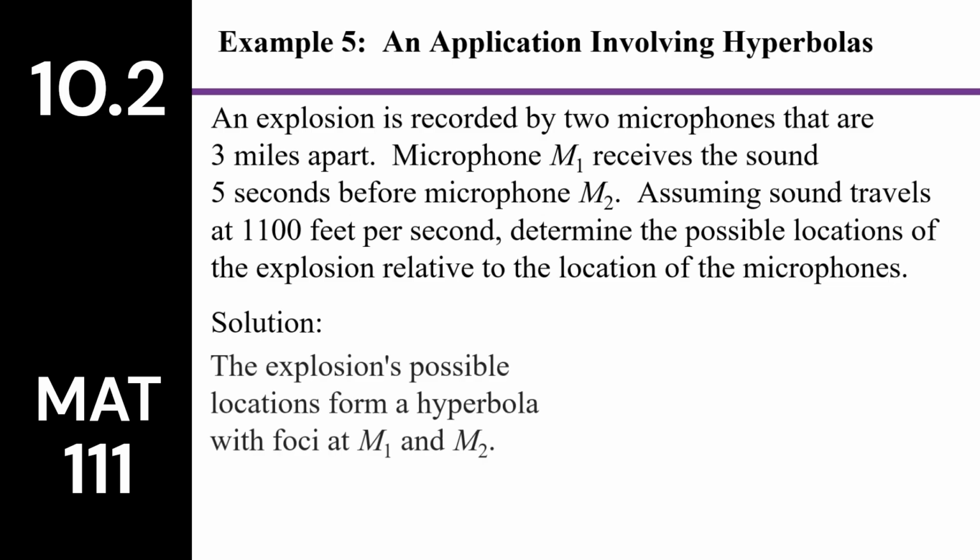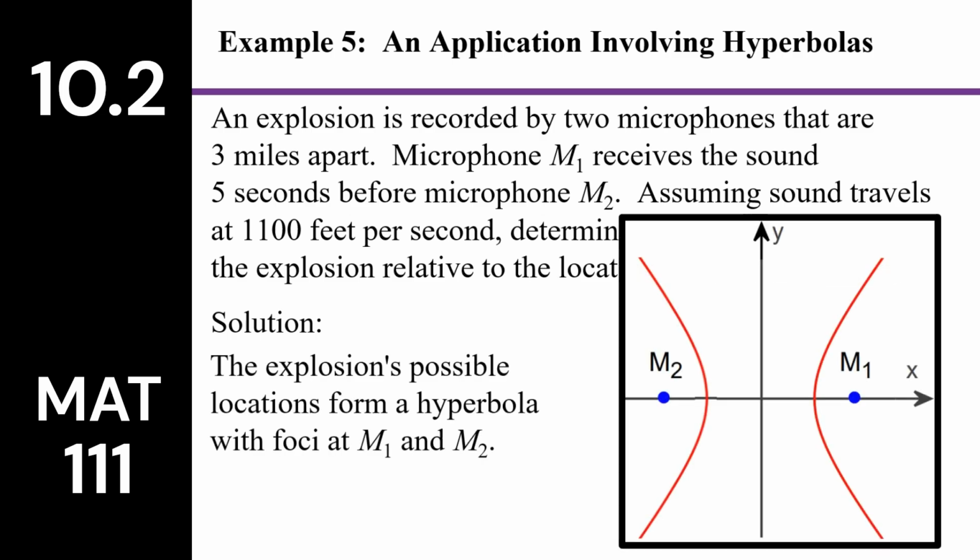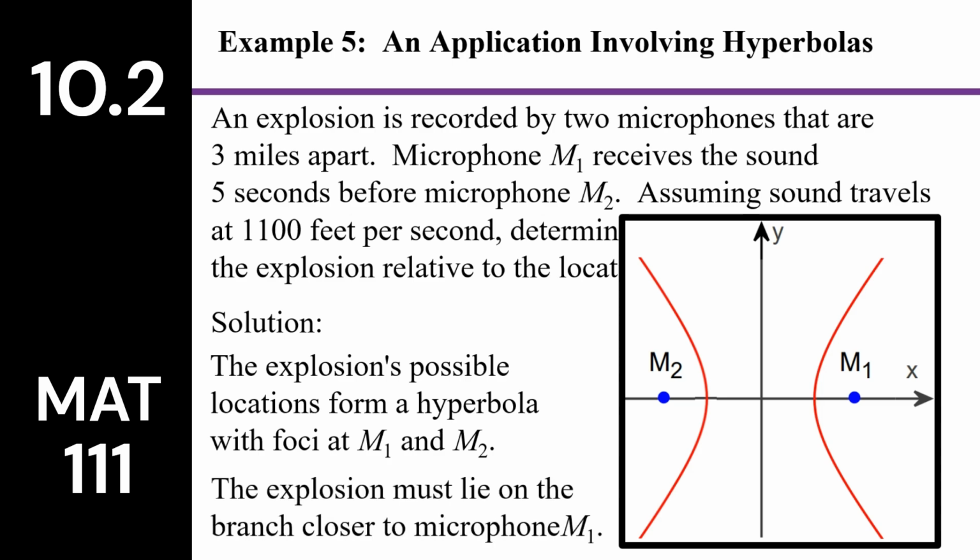To begin, note that the explosion's possible locations form a hyperbola with foci M1 and M2. The explosion will be on the branch of the hyperbola that is closer to the microphone M1.